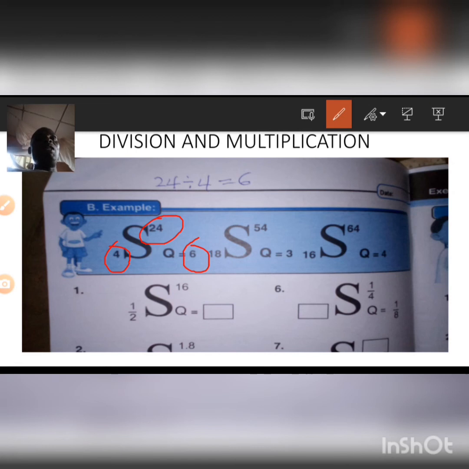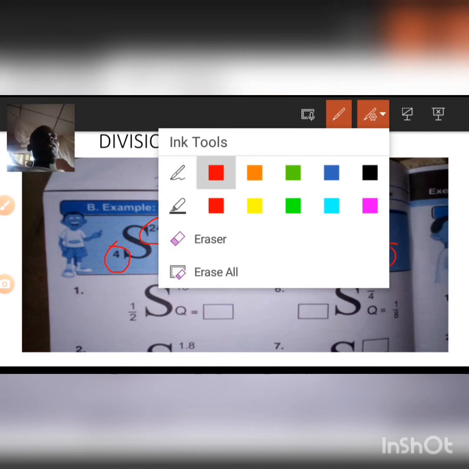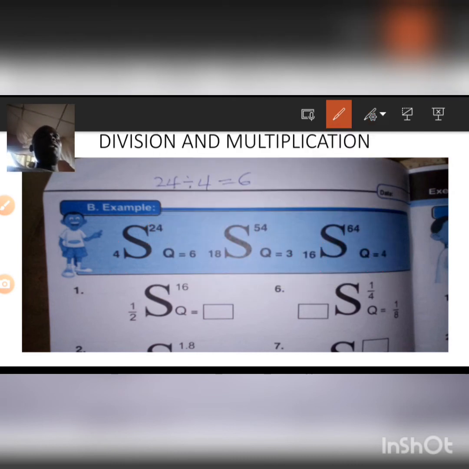So, if I am asked to find what is missing here, I simply divide 54 by 18, and that gives me a 3. In the same way, to know what is here, I simply divide 64 by 16, and that gives me a 4. Alright? Now, that is how we get the Q.